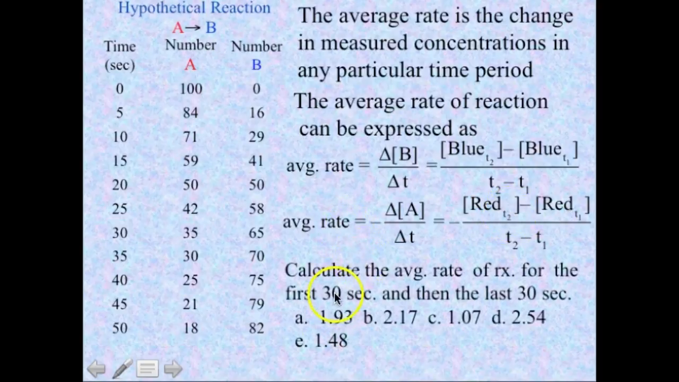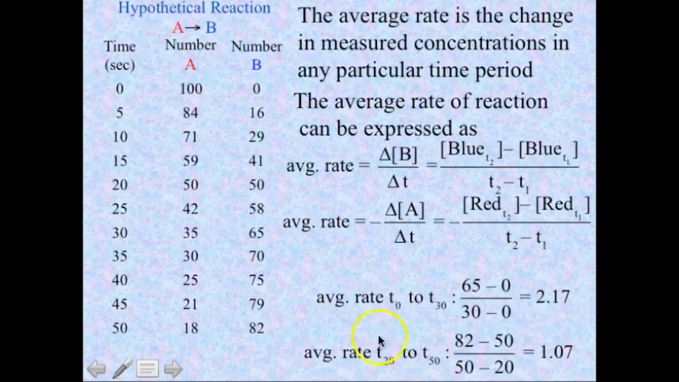So here's a question, and as I say, you can use the numbers as presented here of A and B rather than concentration. The calculation is essentially the same. Calculate the average rate of reaction for the first 30 seconds and then the last 30 seconds. And here are your possible answers. Turn your playback off, try to do it, and then come back and we'll discuss the answers. All right, here we go.